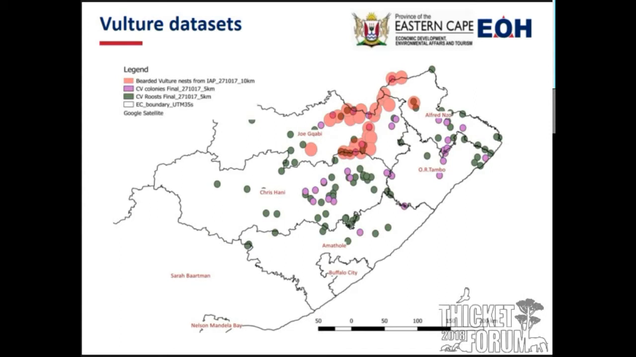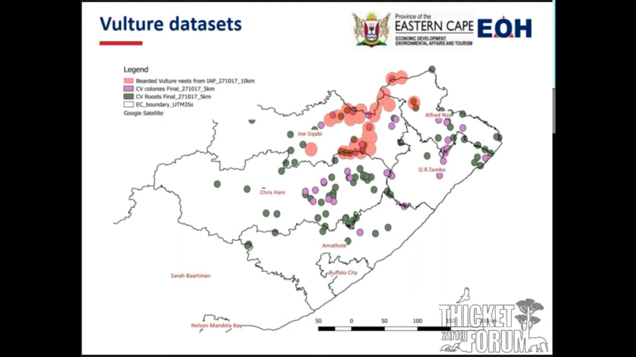We've also taken 6 different data sets for the Cape vulture in the province. Surprisingly enough, there's a lot of inconsistency between those data sets. There are different monitoring times. There are times when there's no monitoring. We're not sure of the breeding pairs. We're not sure where the vultures are going.